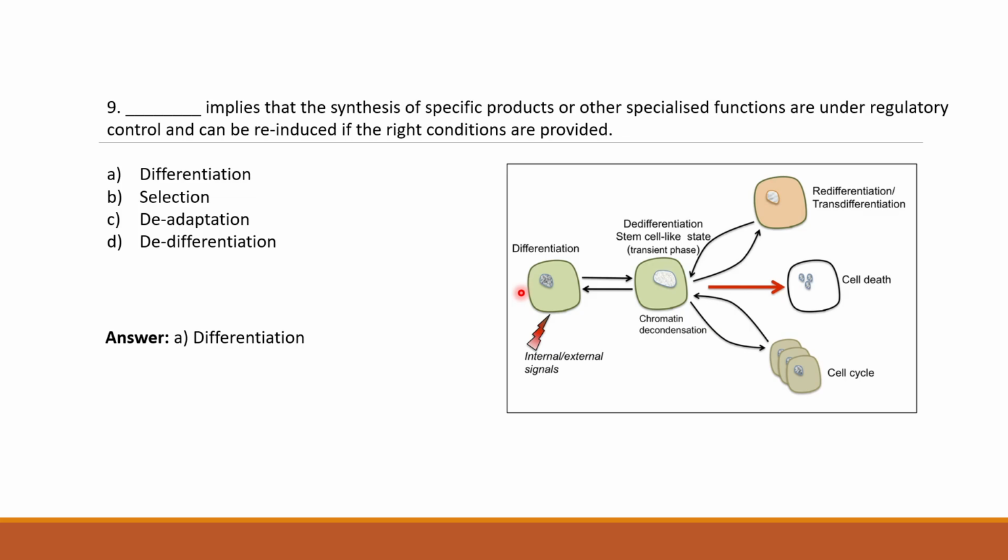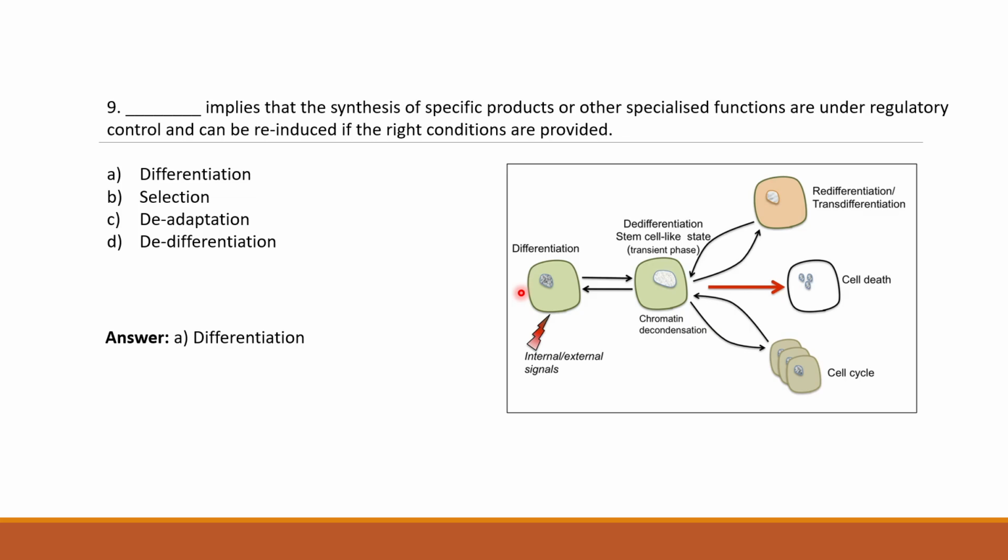So if your cell has been proliferating, it has a stem cell-like property. Now, under specific conditions, specific products are being produced and synthesized, extra to what it was usually producing, and now it wants to take up some specialized functions. And these specialized functions will be controlled by some regulatory mechanisms. That is nothing but differentiation. So once your cell has these new properties, it has differentiated into a cell, and it can be reintroduced if the right conditions are provided.